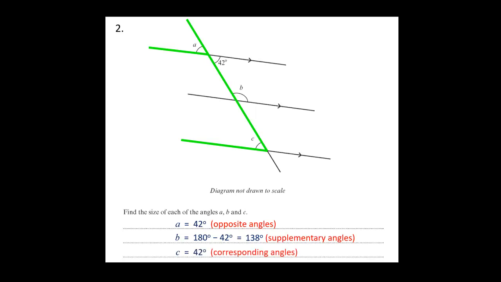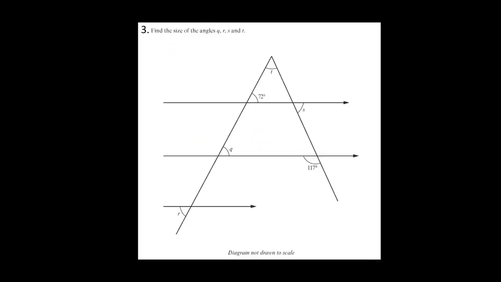So it's not always easy to spot upside down Z's, F's or C's, but with a bit of practice you'll be able to do it. So we can see that C is 42 because they are corresponding angles on that upside down F shape. Okay, let's move on. Number 3.